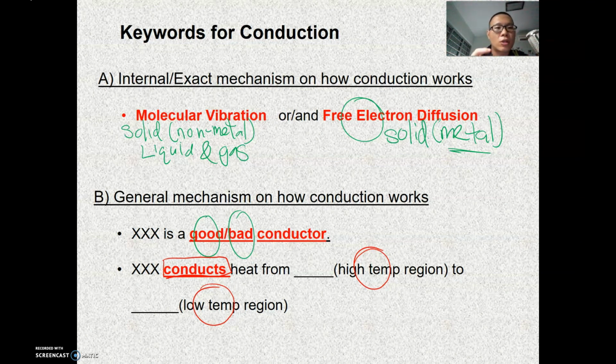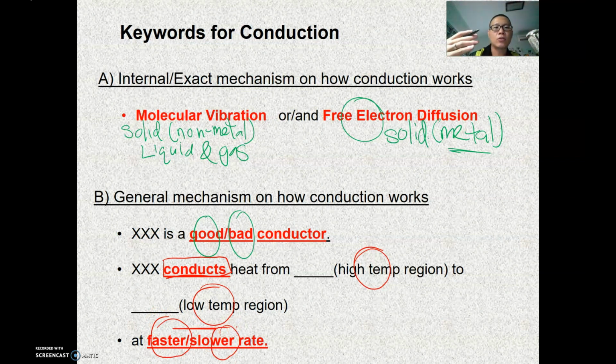So instead of using general terms like transfer or pass, or heat is moved from one place to another, we encourage students to drive down the process to the exact mechanism using words like conducts. So good conductors or bad conductors will conduct heat from a high temp region to a low temp region. As usual, the tagging keyword that we are looking for is, if you are a good conductor, you will conduct heat at a faster rate. If you are a bad conductor, you conduct heat at a slower rate.